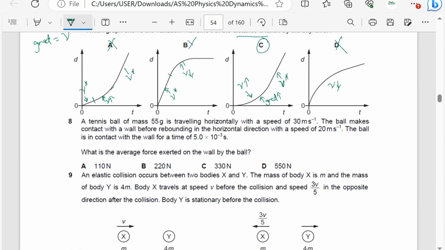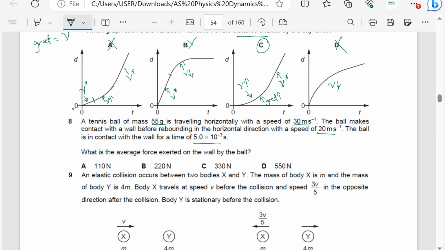A tennis ball of mass 55 grams is traveling horizontally with a speed of 30 meters per second. The ball makes contact with the wall before rebounding in the horizontal direction with a speed of 20 meters per second. The ball is in contact with the wall for a time of 5 times 10 power minus 3 seconds. What is the average force exerted on the wall by the ball?